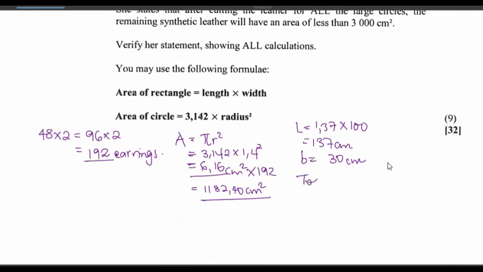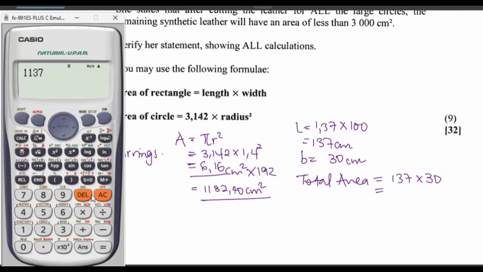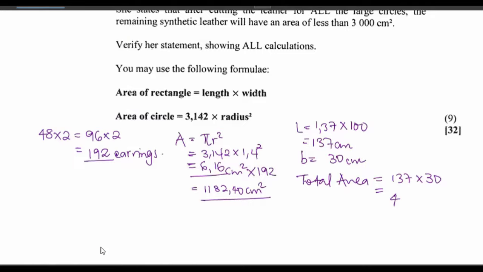So the total area that was bought is going to be 137 times 30. Together? 137 times 30. You have 4,110 centimeters squared. Now, of this, we are going to remove this much.